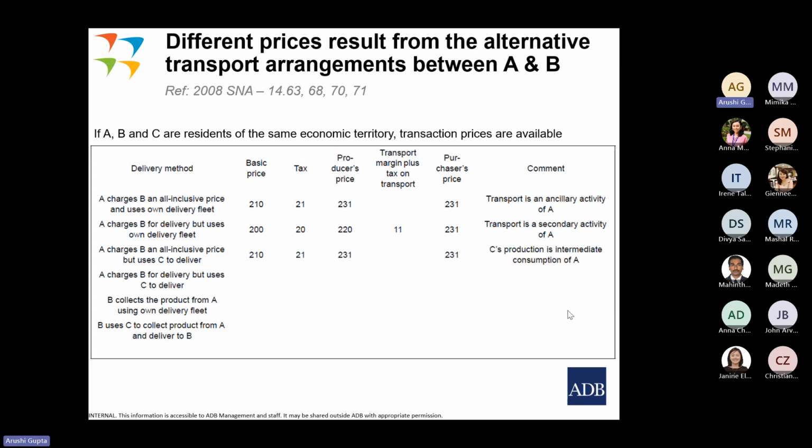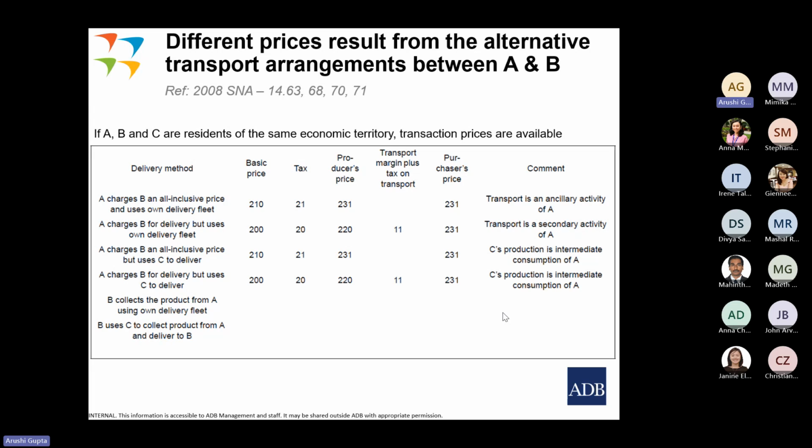Then in the third case, we consider a situation wherein A charges B an all-inclusive price for delivery, but uses C as a delivery agent. So in this case, since A is charging an all-inclusive price, the basic price and the tax will remain the same as case one, that is 210 and 21 respectively. The difference will be that A's intermediate consumption now will not include other costs such as petroleum costs or delivery truck driver wages, etc., as those services in this case are provided by C. So C's production, that is C's provision of transport services, are actually A's intermediate consumption.